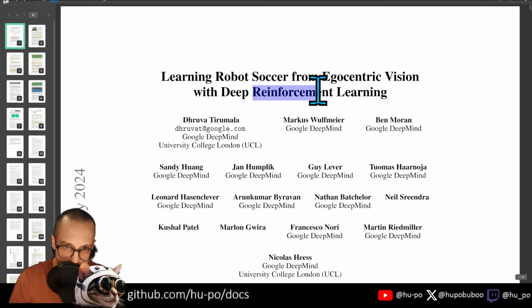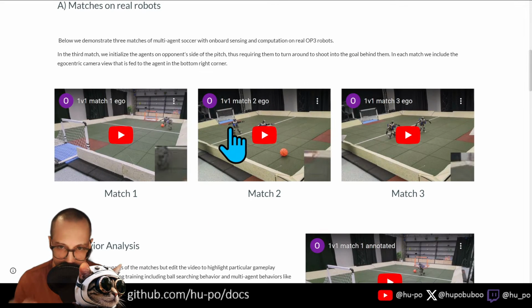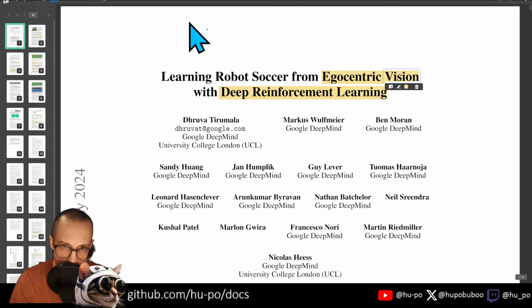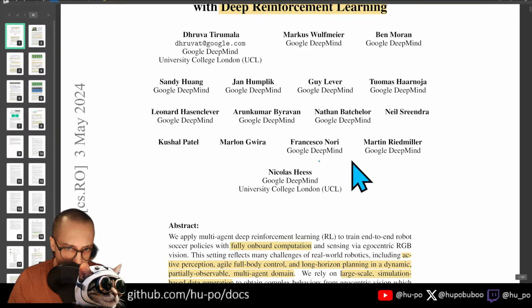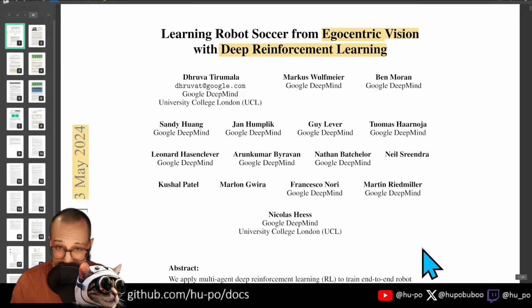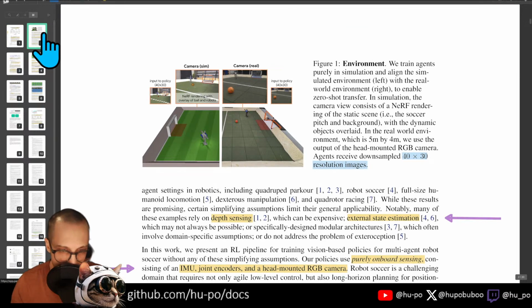So deep reinforcement learning means you're doing it with deep neural networks to approximate things like the policy and the critic. Vision is cameras. Egocentric vision is a camera that is attached to an embodiment, right? So in this case, it's attached to one of these little robots, and it's from the point of view of the robot. Released 3 May 2024. This is only the latest paper, right? This is a research group within Google that continuously releases these papers.